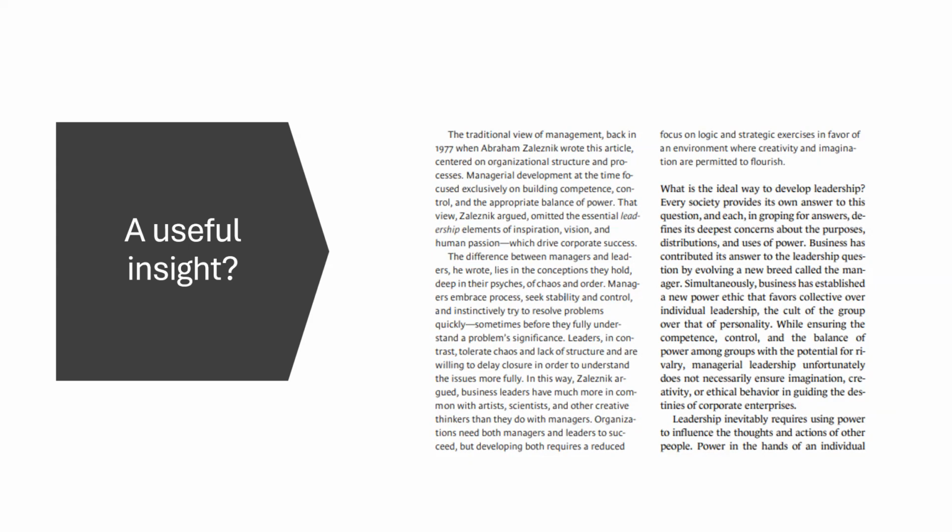The difference between managers and leaders, he wrote, lies in the conception they hold deep in their psyches of chaos and order. Managers embrace process, seek stability and control, and instinctively try to resolve problems quickly, sometimes before they fully understand the problem's significance. Interesting point. Leaders, in contrast, tolerate chaos and a lack of structure and are willing to delay closure in order to understand the issues more fully. In this way, Zaleznik argued, business leaders have much more in common with artists, scientists, and other creative thinkers than they do with managers. Organizations need both managers and leaders to succeed, but developing both requires a reduced focus on logic and strategic exercises in favor of an environment where creativity and imagination are permitted to flourish.